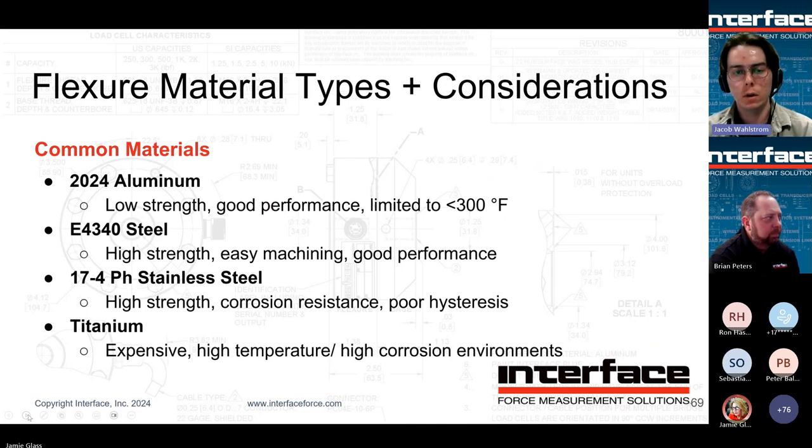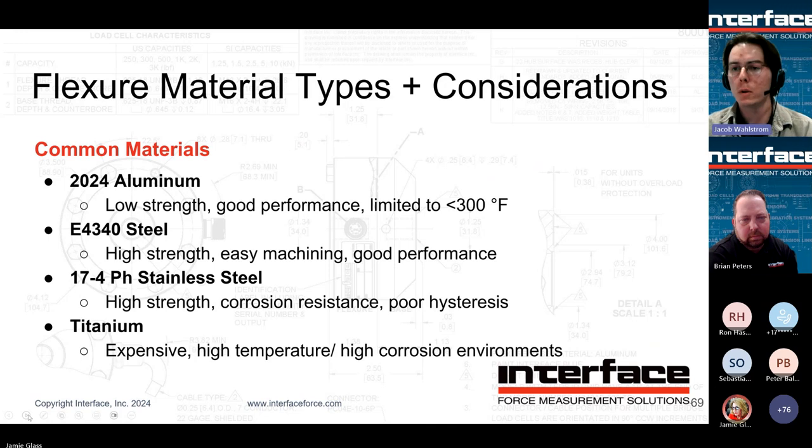Then if we look over at 4340 steel, this is super common, very easy to machine, low hysteresis, and it's very, very strong. So we use that for most of our LP range. Then if you're looking for corrosion resistance, it doesn't really get better than 17-4. It's very corrosion resistant. It has very high strength, but it has worse hysteresis than a 4340. So there's always going to be the drawbacks and the weighing of the pros and cons.